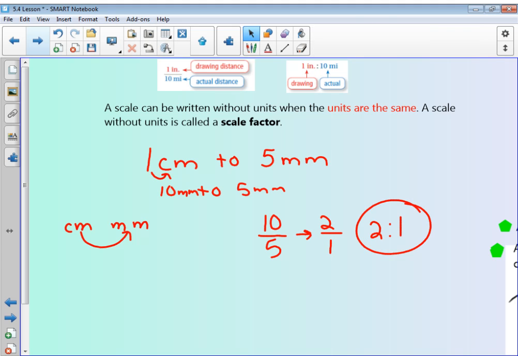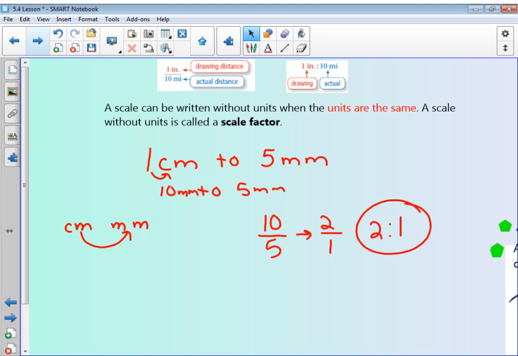You should have gotten a ratio or a scale factor of 2 to 1. Okay, this is probably the most difficult part, is working with that scale factor. I'm just trying to introduce that to you. I probably will not be assessing you on scale factor. It's just something I wanted to introduce to you and have you practice a little bit.